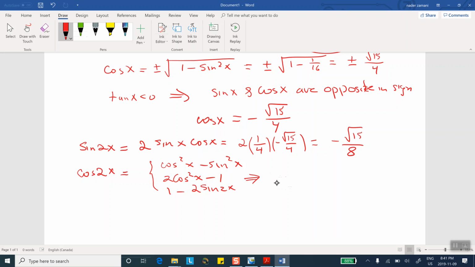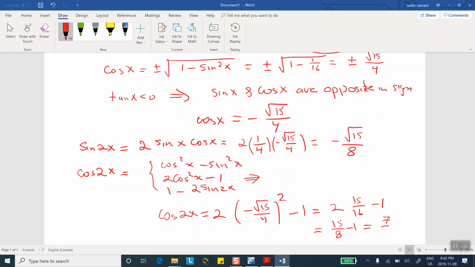Okay, so cosine of 2x is equal to 2 times minus root of 15 over 4, quantity squared, minus 1. So this is 2 times 15 over 16 minus 1, and this is 15 over 8 minus 1, and this is 7 over 8.